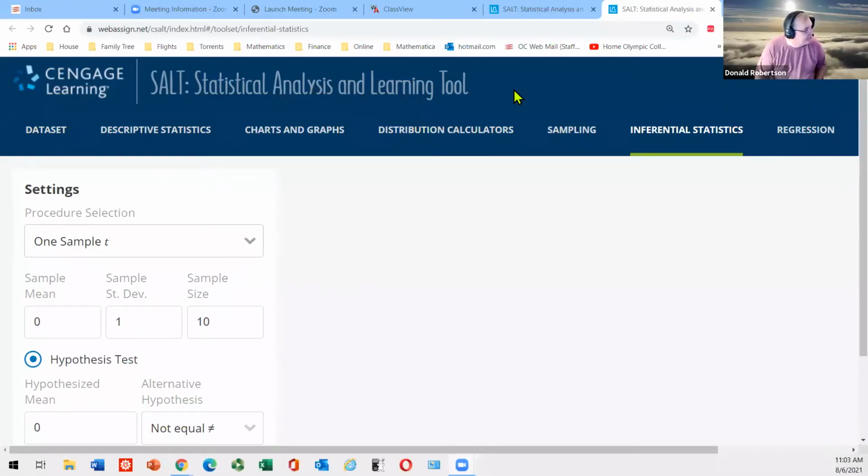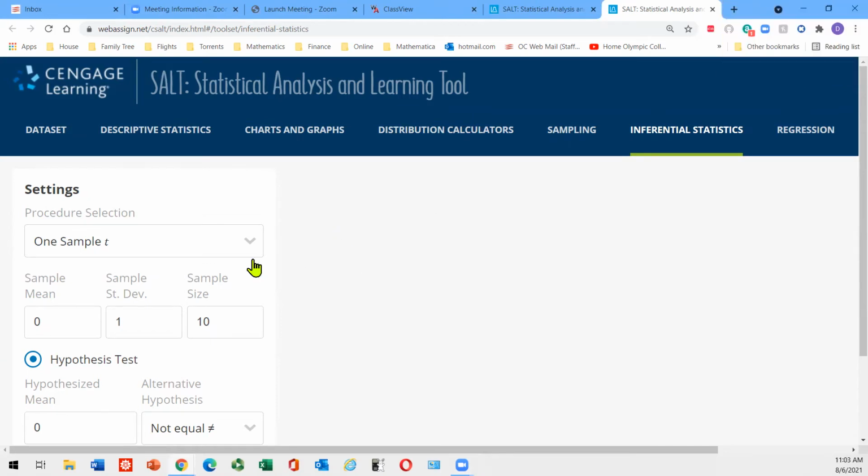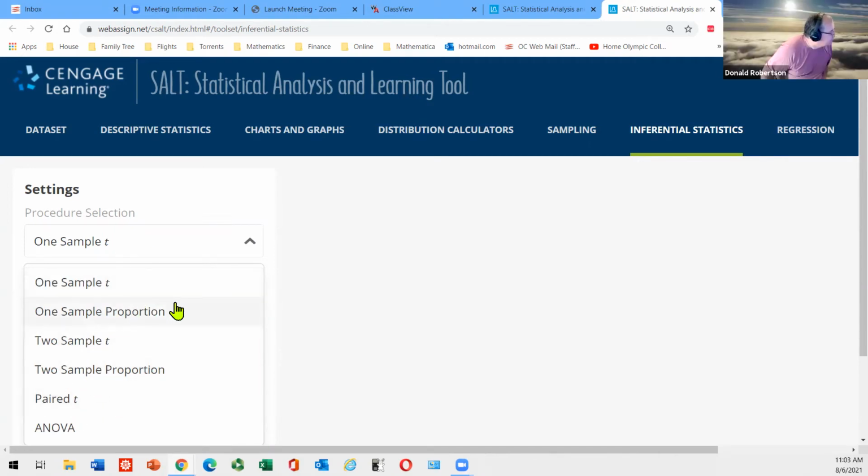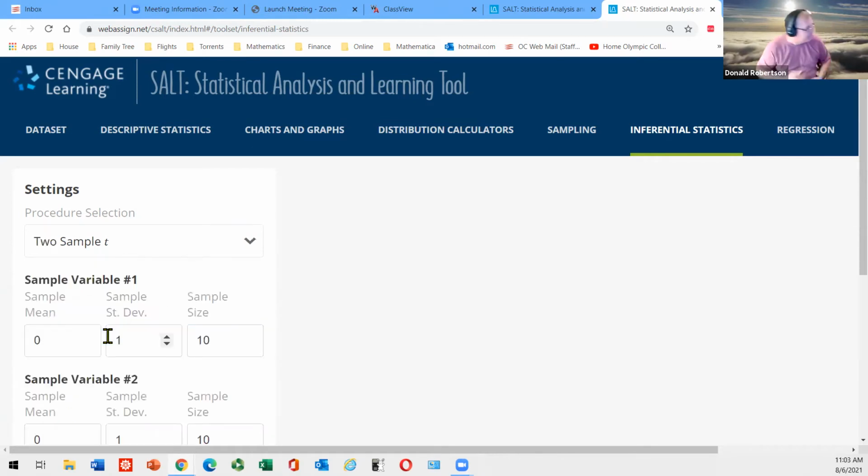Here we go. Can you see salt? Is that you on the salt page? Right. Yes. Now, which one of these guys should I be using for a 95% confidence interval for the difference between two means? 2 sample T. Where is it? 2 sample T. There we go.